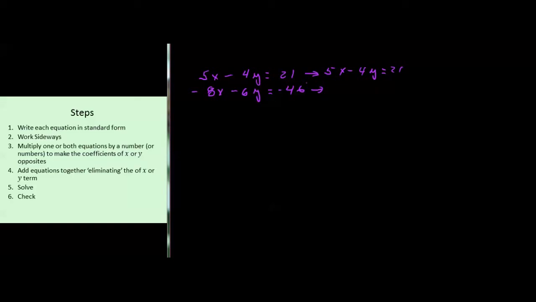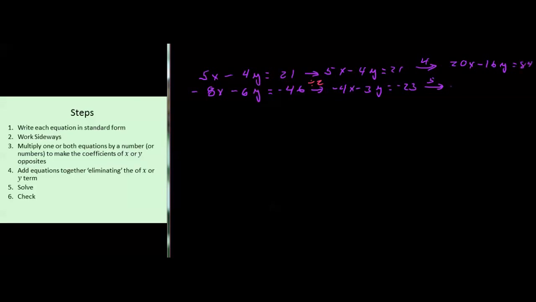We're going to divide this by 2, and the way I show it is divide by 2, and I end up with negative 4x minus 3y equals negative 23. Then I set about to eliminate. I'll multiply the top by 4. 4 times 5 is 20. The bottom by 5. 5 times negative 4 is negative 20. And we can eliminate. So we get 20x minus 16y equals 84.